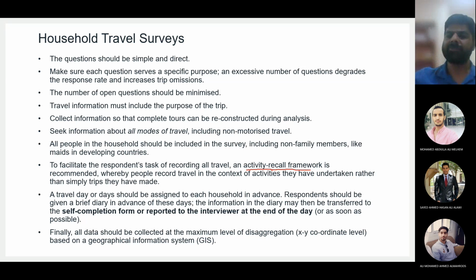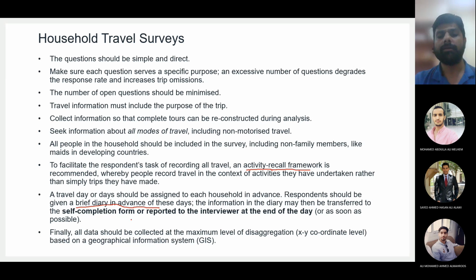So on Sunday, the first trip was from here to here. Then the next trip was from here to here, and so on. Simple information. You will go and collect more information, but the diary or the activity recall framework will help them remember things. You should tell the household when you are going to collect the data, or for which day you are going to collect the data. And like I said, you should give them a brief diary in advance so that they record some of the information in that diary in advance.